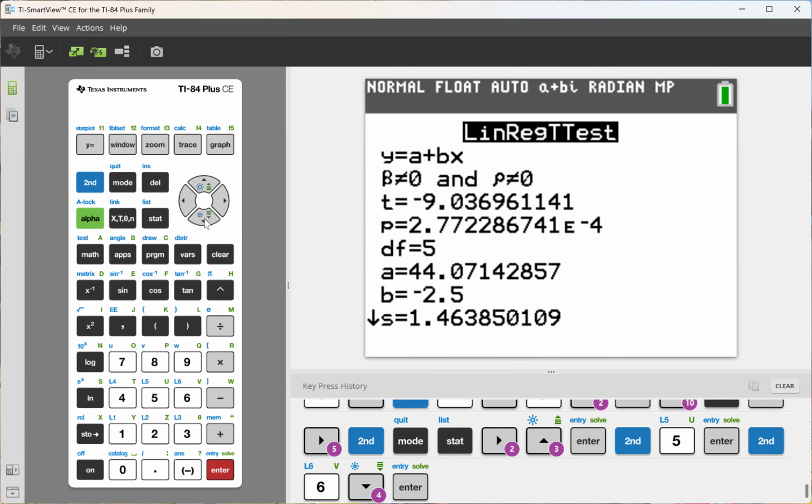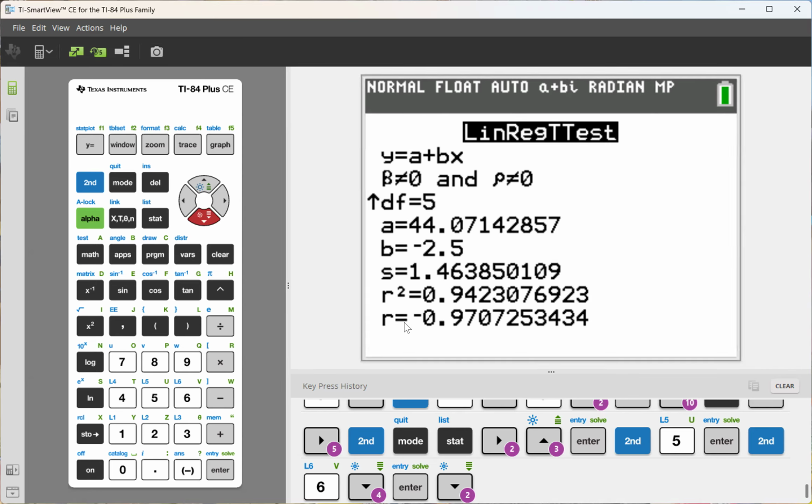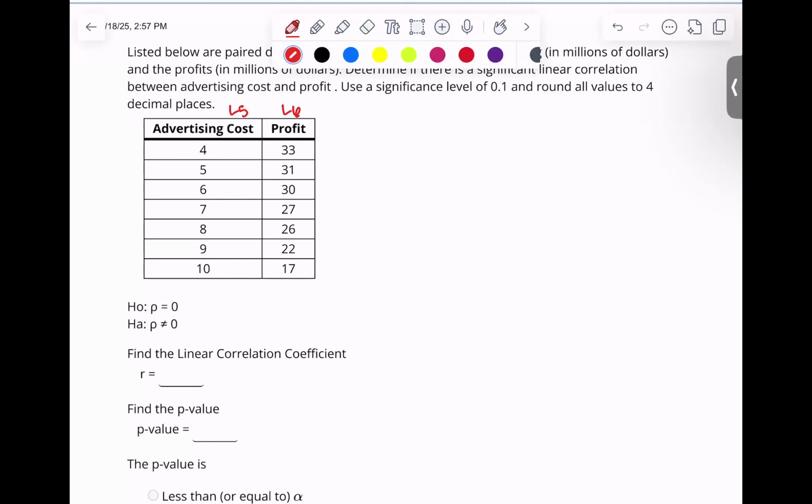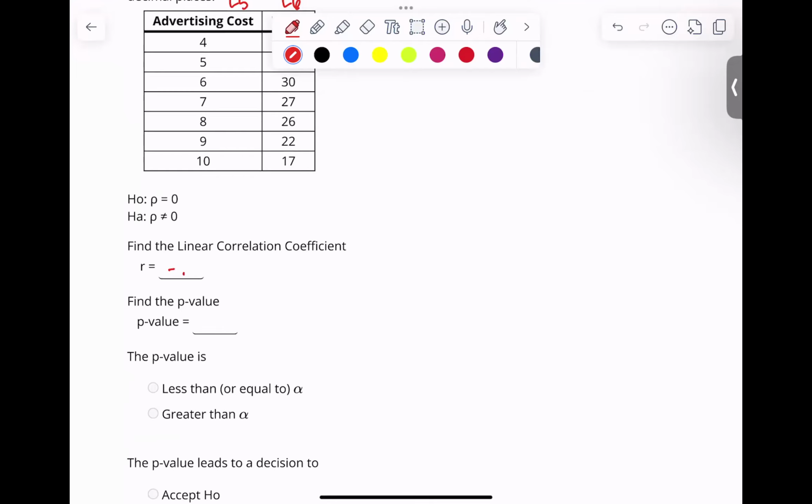Now I need to arrow down to find R, and R is right here. R is -0.9707. So I'm going to go put that in my OpenStax. So R was negative 0.9707, and the p-value was 0.0002. So 3 zeros and then a 2.